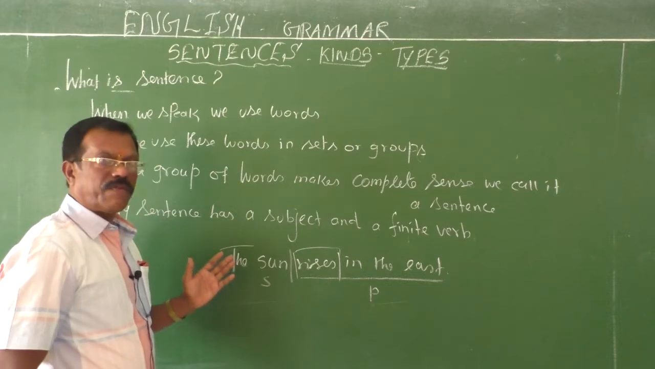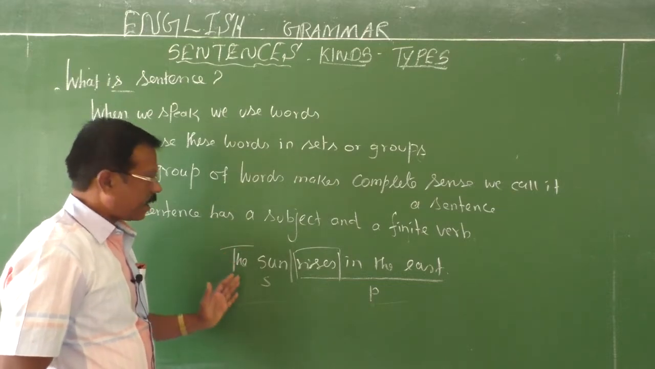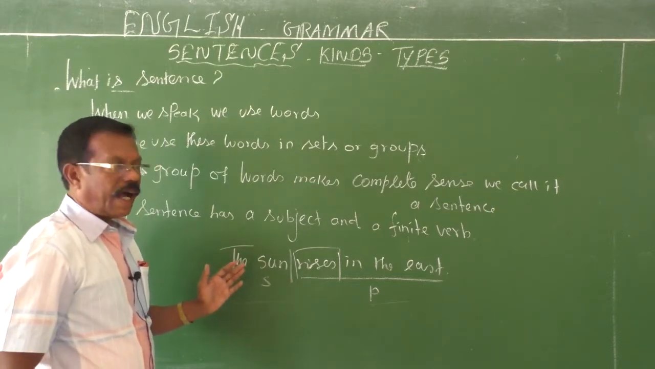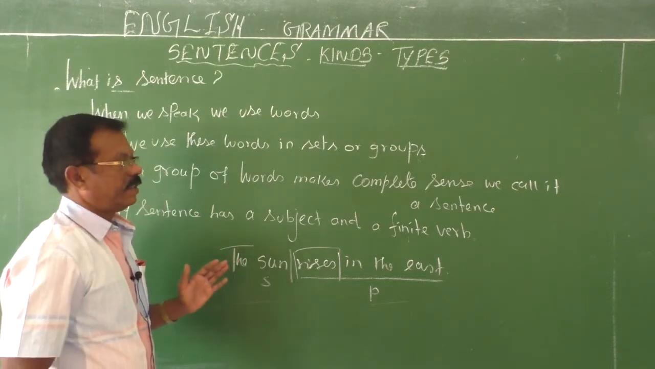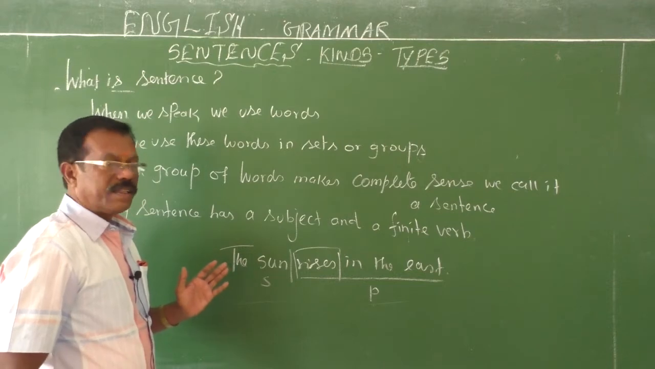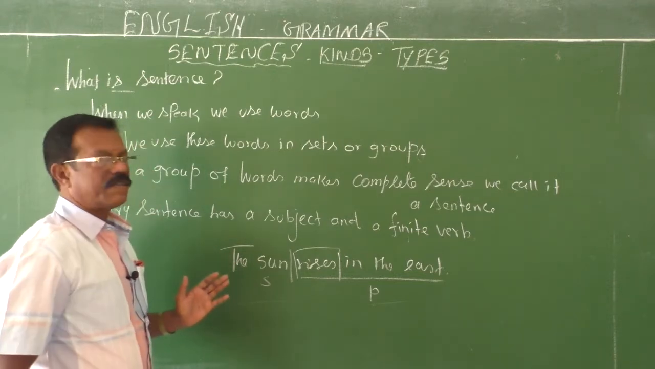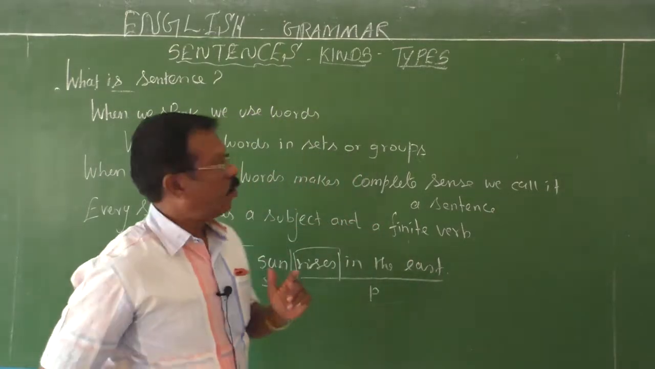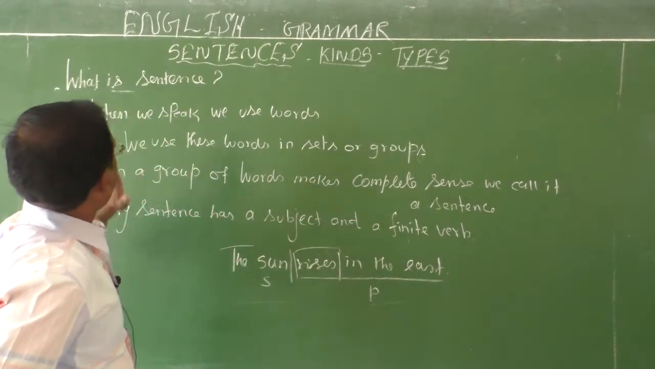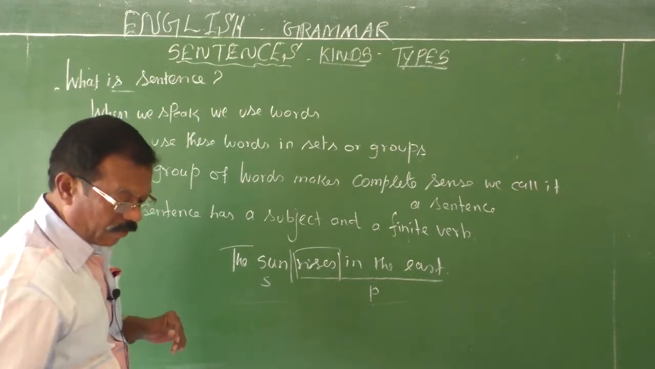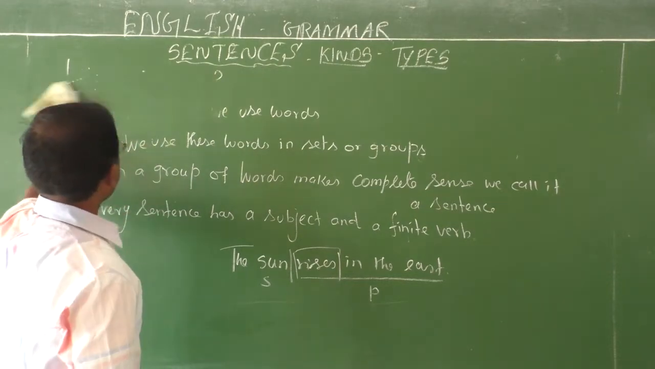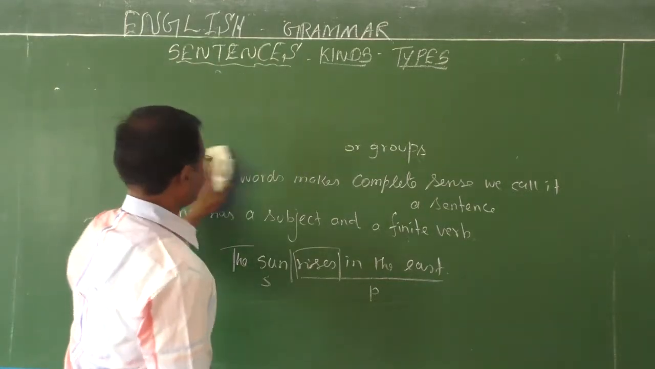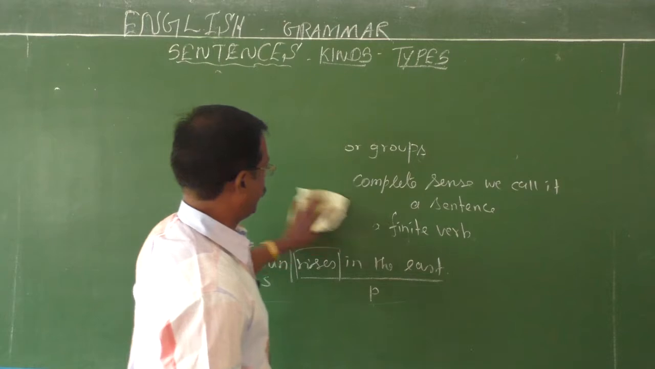So when a group of words has a subject of its own and a finite verb, and when it completes the sense, then we call such a group of words a sentence. Okay children, now I hope all of you get the meaning of sentence. Okay, then what are the constituents of a sentence? A sentence consists of the following elements.